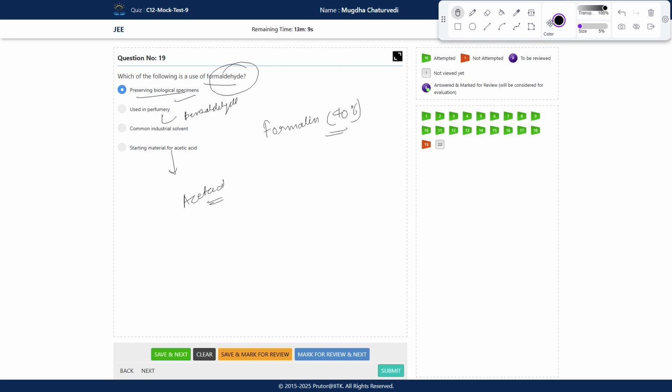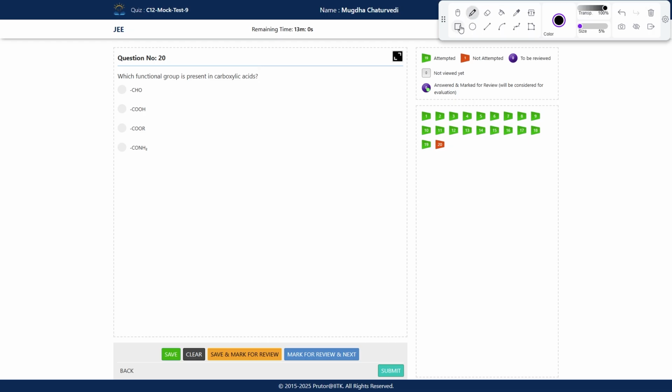And if we see the last question, what is the group which is present in carboxylic acid? It is very simple. It is the COOH group which is present in carboxylic acid. CHO is present in aldehyde. So the correct option will be the second one, that is COOH. This is the correct option for this question. So here we have completed the mock.